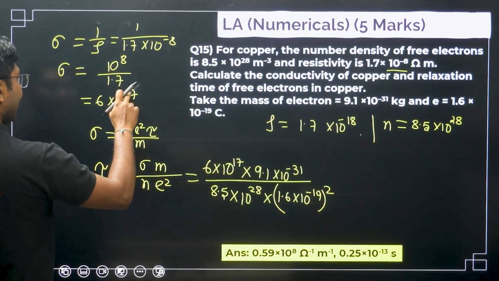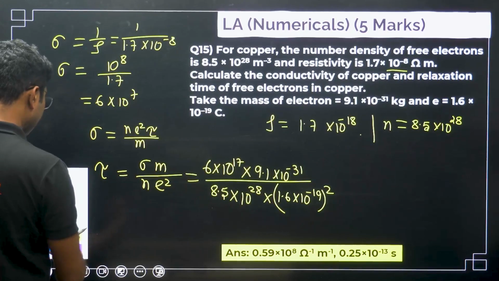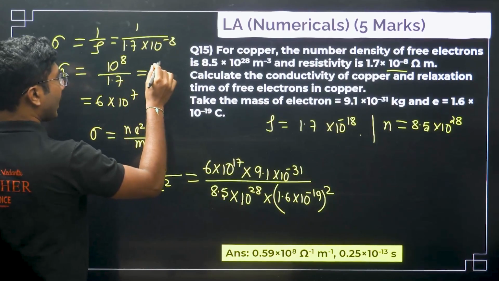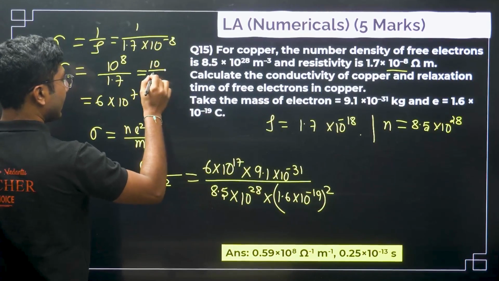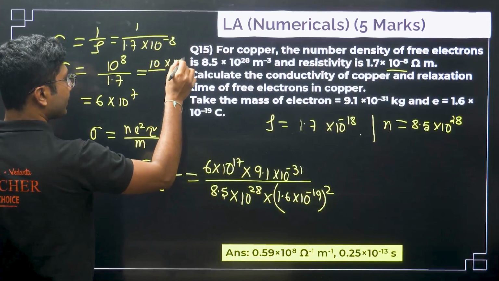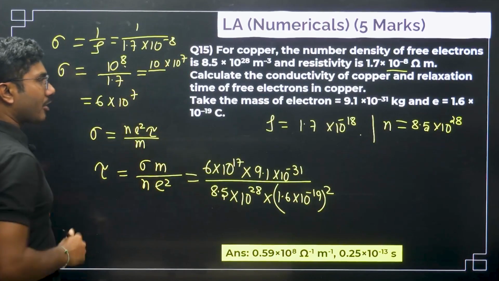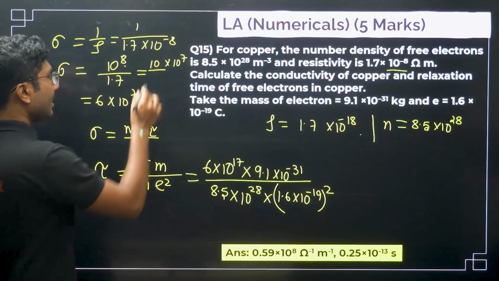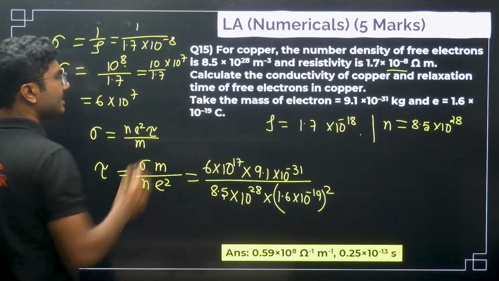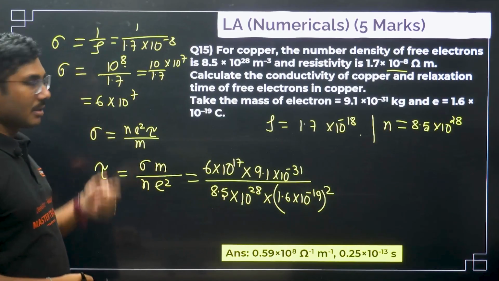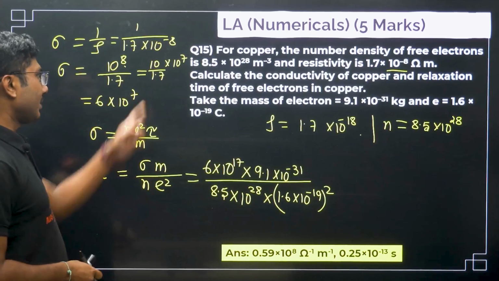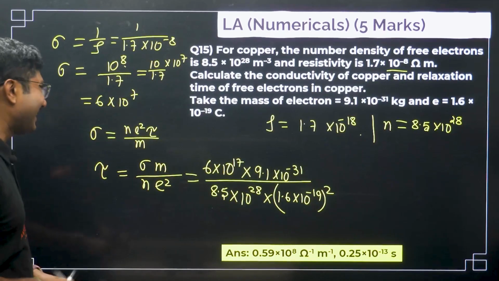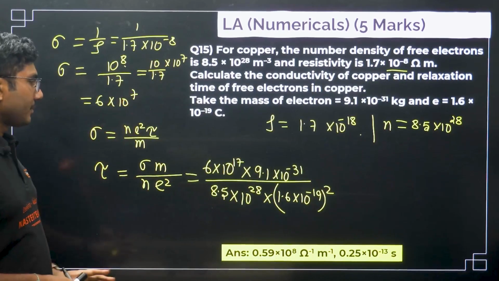Okay, so what I have done, by the way, if you are still thinking, sir, how did you do that? What I have done is 10 into 10 to the power of 7. So 10 to the power of 8 I broke into two parts, 10 and 10 to the power of 7, and then I divided it by 1.7, which will roughly come up to be a 6. Okay, so this number is roughly 6 and then 10 to the power of 7.